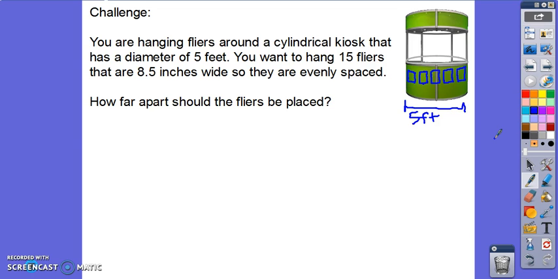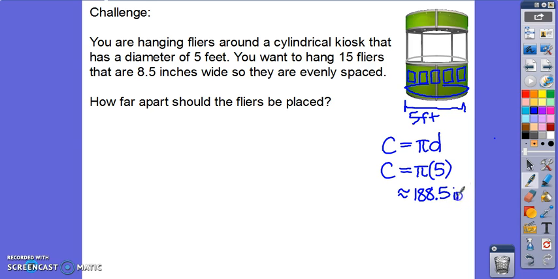Okay. I think the first thing I want to figure out is how much space I have to work with. I'm thinking circumference. So there's a formula that I could use for that. Circumference equals pi times the diameter. We could just leave it as 5 pi, or if you feel better calculating, approximately 188. Use the pi button for accuracy. I have 188.5 inches to work with.